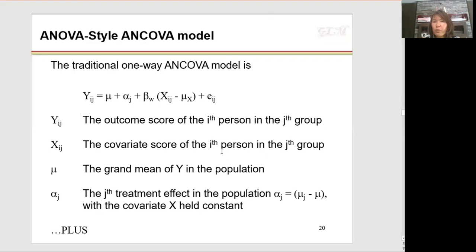So don't think about this one, it's way too complicated. Anyway, mu_x is a centering constant. So this is a kind of centering technique, but what you need to remember is just that this is x2. Mu is the grand mean for y, beta 0. So beta 0 is usually the reference group mean, okay? The grand mean of y in the population.